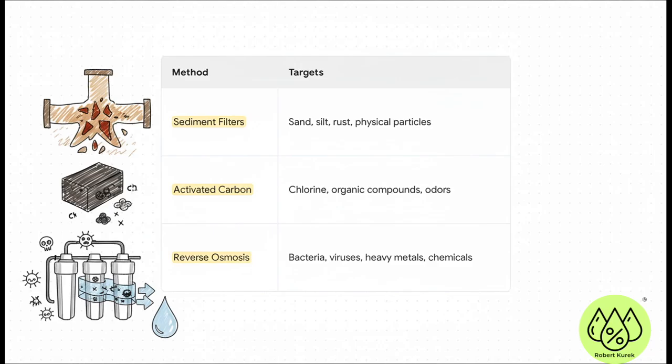And when we talk about filtration, you've got a few options. The simple sediment filters, they're just there to catch the physical junk, sand, rust, that kind of thing. Then you have activated carbon filters. Those are great for getting rid of things like the taste of chlorine or any weird odors. But if you want the whole shebang, a really comprehensive solution for microbes and chemicals, then you'd be looking at something like a reverse osmosis system, or RO. Those are designed to remove pretty much everything, including bacteria.